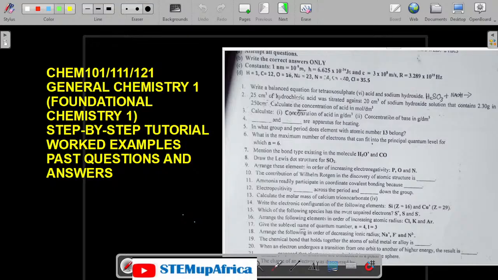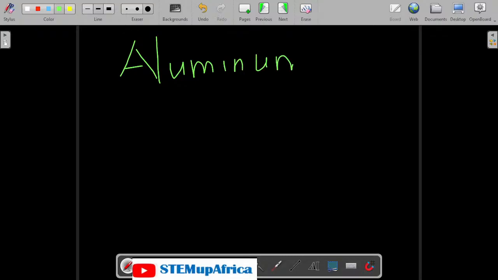Now, question 5 says, to what group and period does an element with atomic number 13 belong? So let's first identify the element. With atomic number 13, that should be aluminium. To determine the group and the period, all you need to do is write the electronic configuration of aluminium. Either you use the SPDF notation or you use the atomic structure pattern.